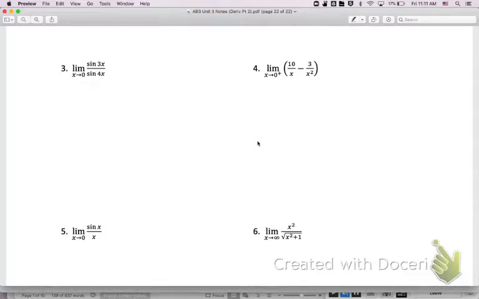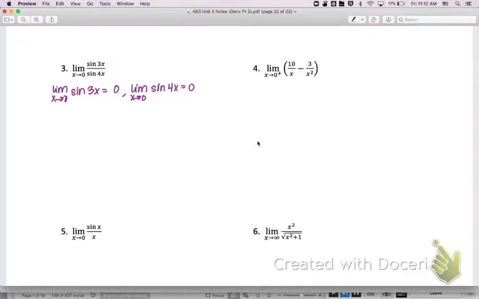Okay, so for number 3, this is one where before we would have needed to multiply by like 4x over 3x to get this to work using our special trig limits. Now that we have L'Hopital's theorem, we don't need to do that. Okay, so number 5 is the one you should have memorized, but if you don't, you can always apply L'Hopital's theorem to it. So again, the first thing we have to do is set up our conditions.